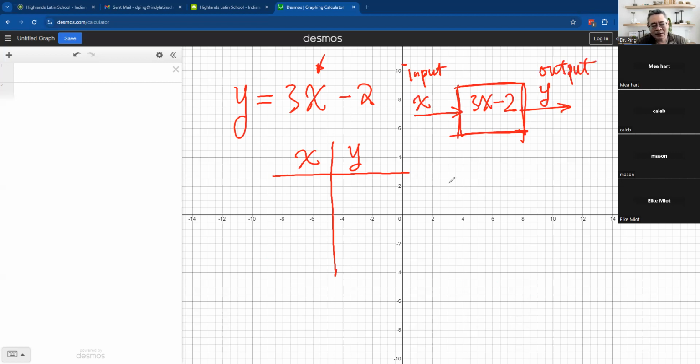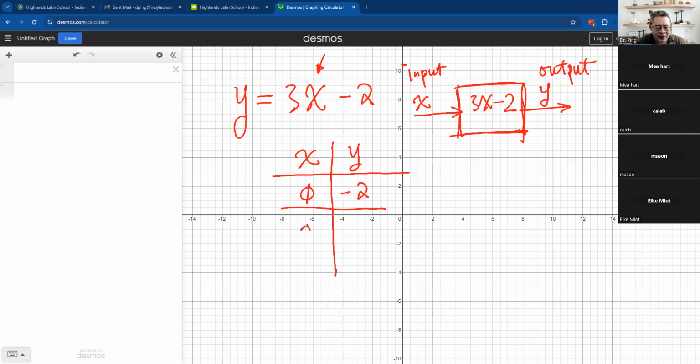Or you can think of this as a vending machine. You put some money in and something comes out. Okay, now if x is 0, what is our y? Good job, Mason. Good job, Mia. Good job, Roger. Good job, Caleb. Yep. So x is 0. 3 times 0 is also 0. 0 minus 2, that's -2.